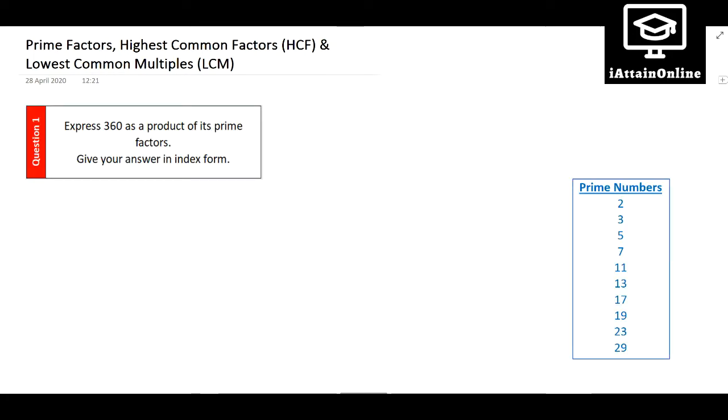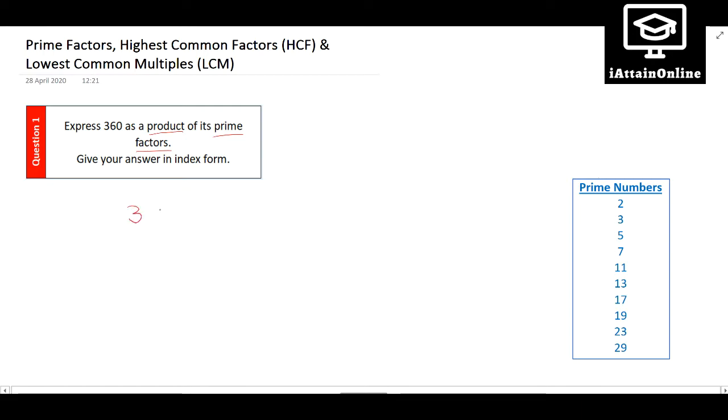You need to be able to express a number as a product of its prime factors. So remember, a product is what we get when we multiply numbers together. So for example, the product of 2 and 3 is 6. The product of 5 and 10 is 50. And then prime factors, that's factors that are prime numbers. So the way we're going to do this question, and I've written the prime numbers over on the right hand side here just to help us out.